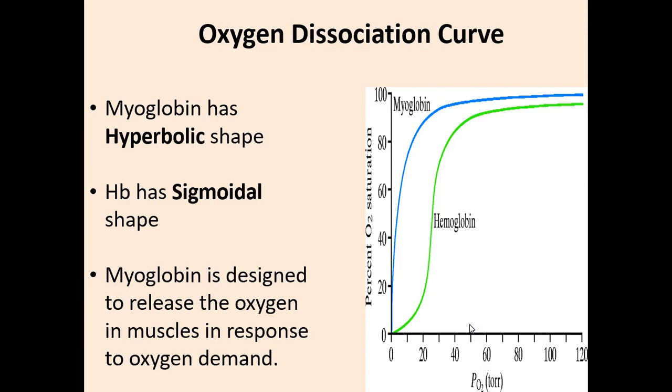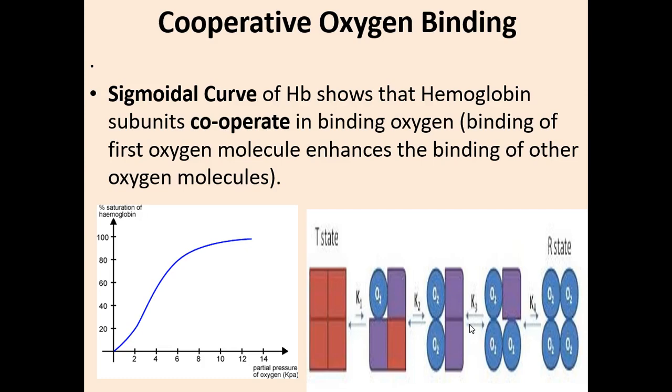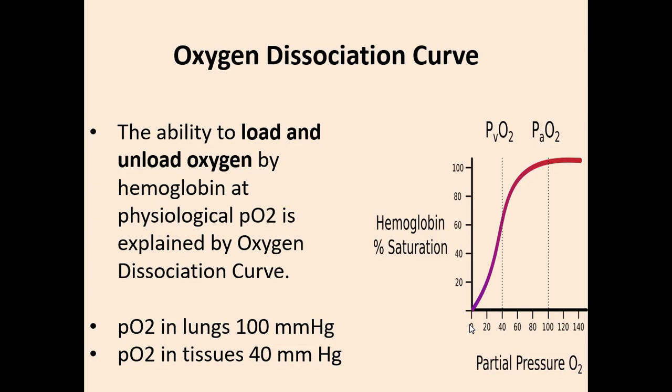98% of hemoglobin is completely saturated in the lungs, where the partial pressure of oxygen is 100 millimeters mercury, and there is maximum transfer of oxygen to the tissues, where the partial pressure of oxygen is low, 40 millimeters mercury, and it occurs because of the cooperativity of the hemoglobin subunits towards the oxygen molecules.